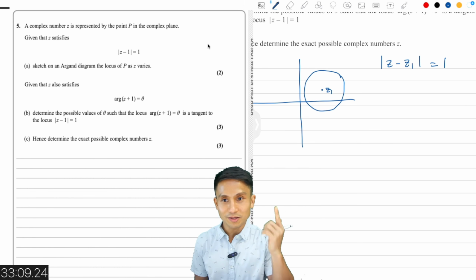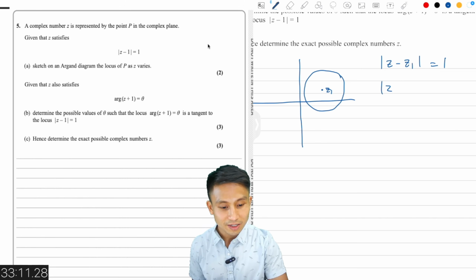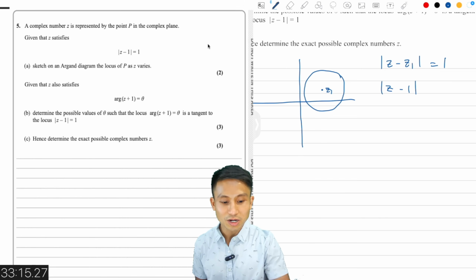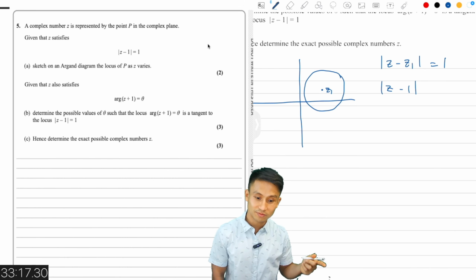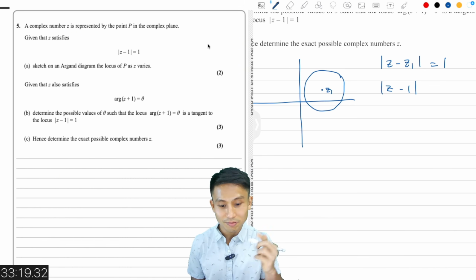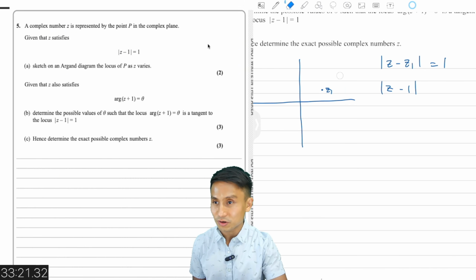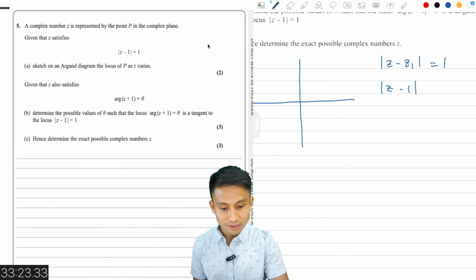Now, we need to put z1 exactly where it is. Because we have minus 1 here, this z1 will translate to the point (1, 0), because we don't have any imaginary part there. So this is (1, 0) here.